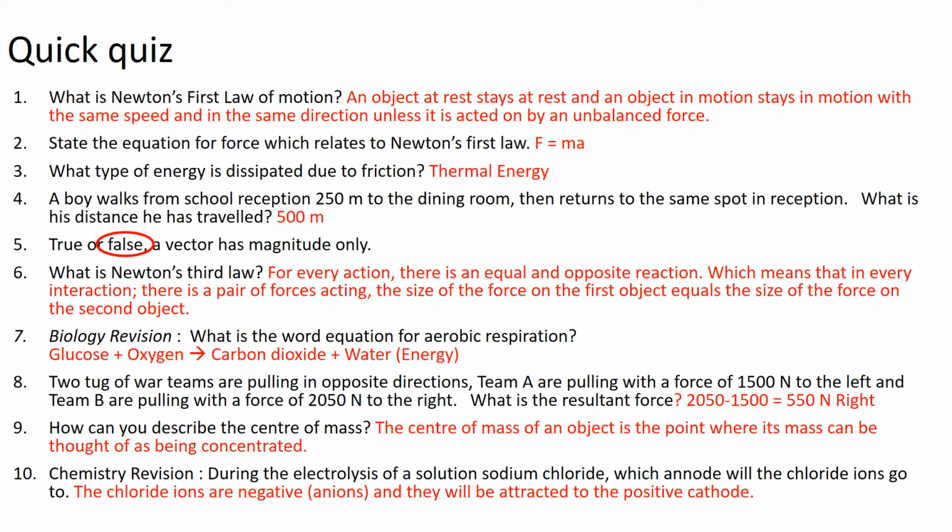During electrolysis of a solution of sodium chloride, which electrode will the chlorine ions go to? Chlorine ions are negative, so they'll be attracted to the positive anode.